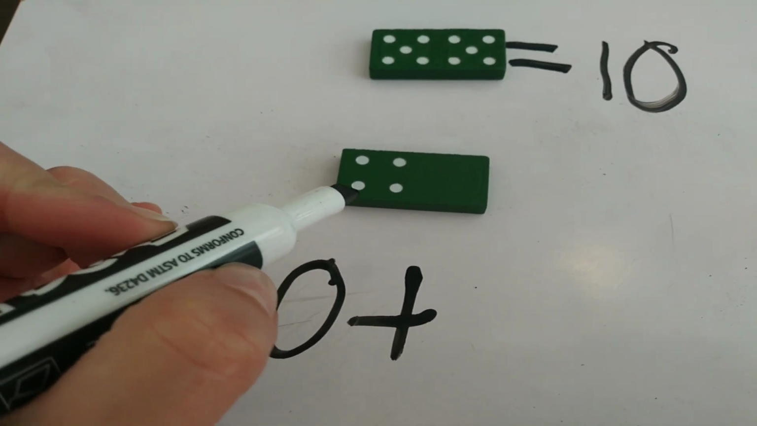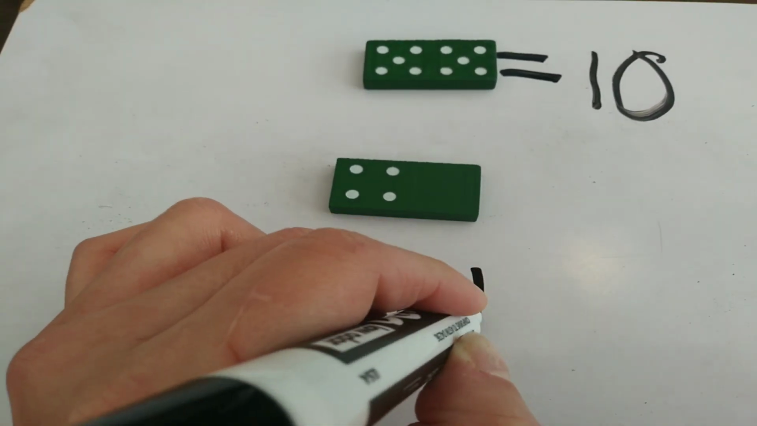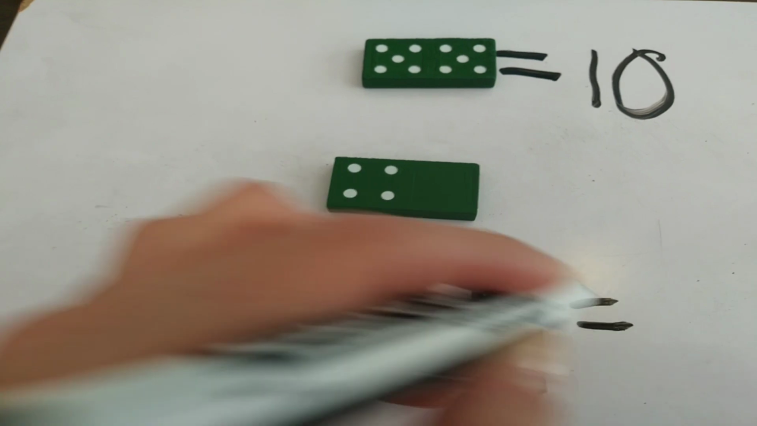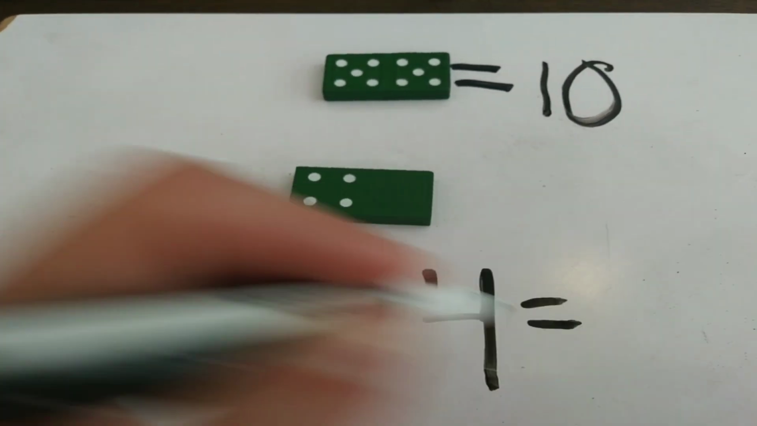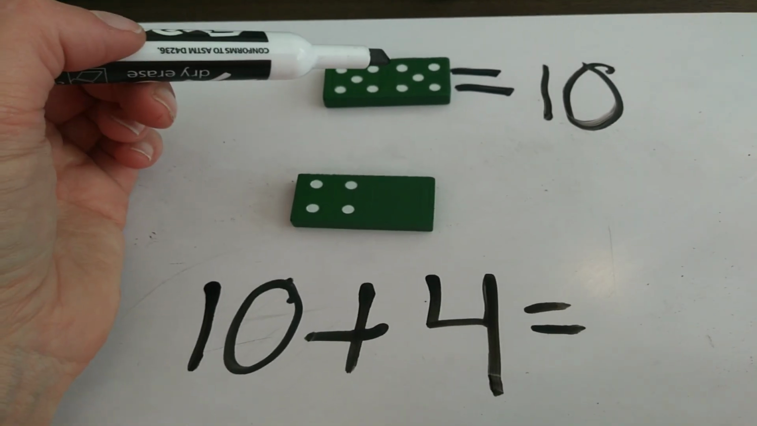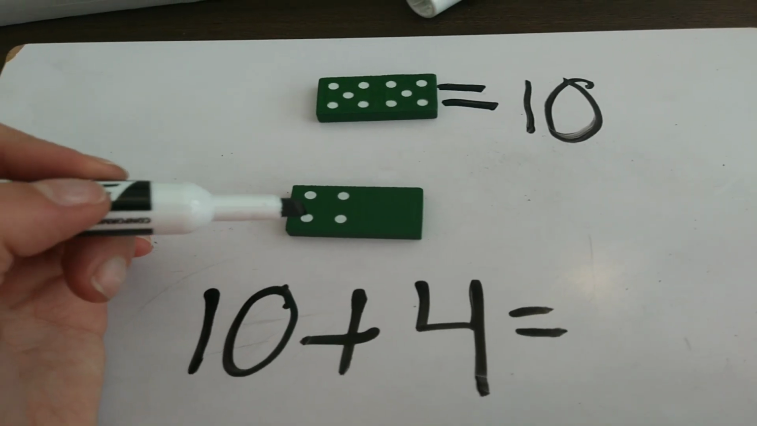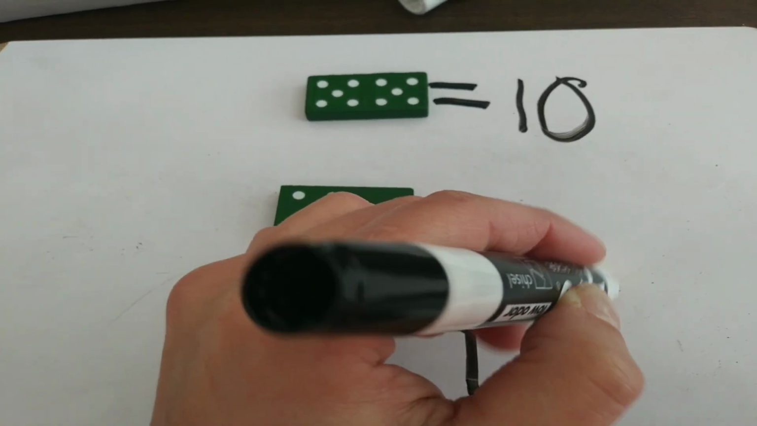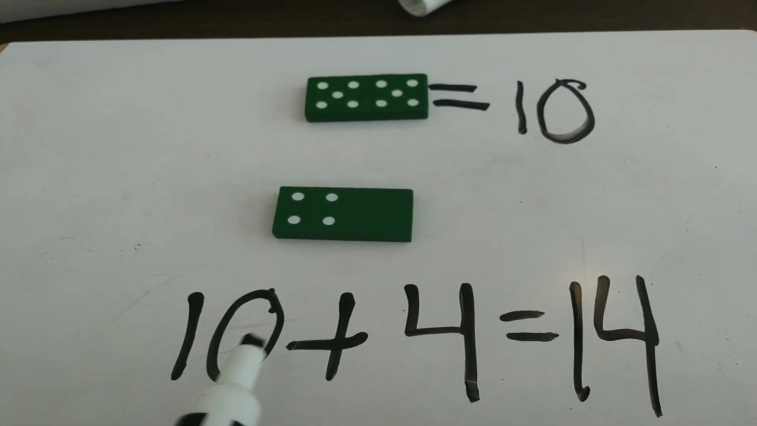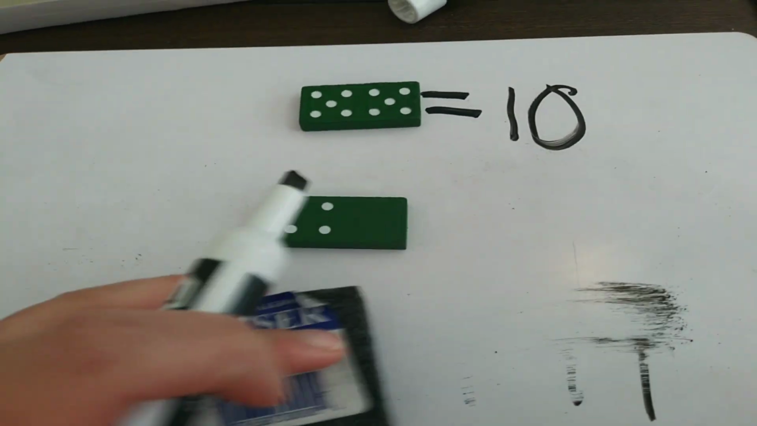1, 2, 3, 4. Very good. 10 plus 4 equals how many in all? Count up. 10, 11, 12, 13, 14. Very good. So 10 plus 4 equals 14.